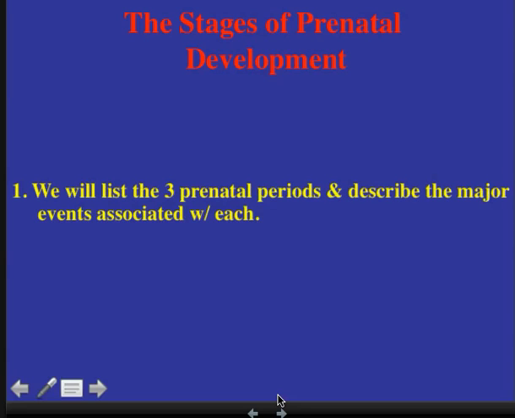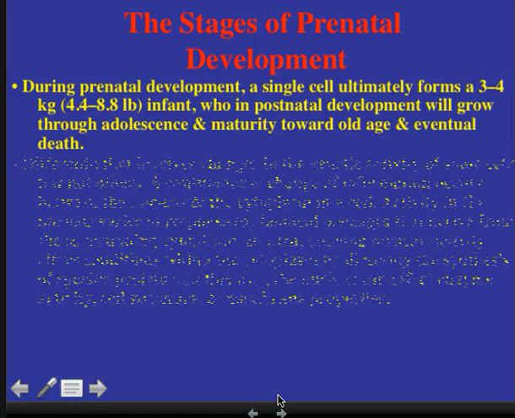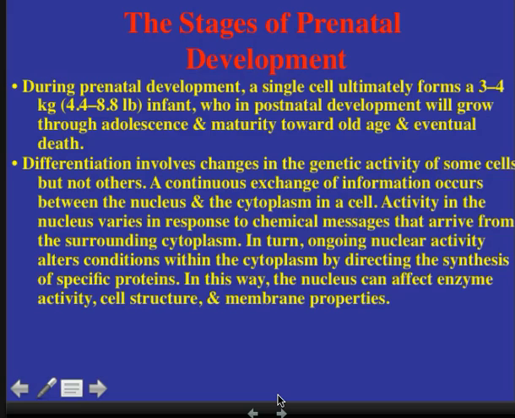So we'll list the 3 prenatal periods and describe the major events associated with each. During prenatal development, a single cell ultimately forms a 9-pound infant who in postnatal development will grow through adolescence and maturity toward old age and death. Differentiation involves changes in the genetic activity of some cells but not others. A continuous exchange of information occurs between the nucleus and the cytoplasm of the cell.